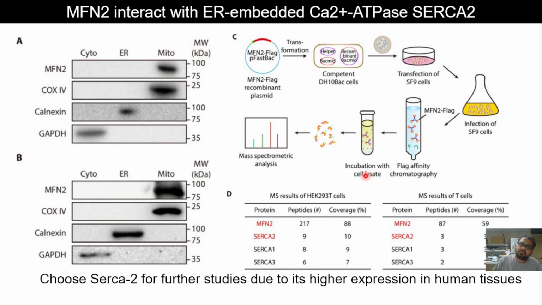So after incubating this cell lysate overnight with this purified MFN2, they did mass spectrometry analysis, and they found that this MFN2 is interacting with MFN2. Obviously, it is already known MFN2 is interacting with MFN2, but it has also been revealed that it is interacting with SERCA2, SERCA1 and SERCA3. So out of these three isoforms of SERCA, they chose SERCA2 because it has higher expression in human tissues.